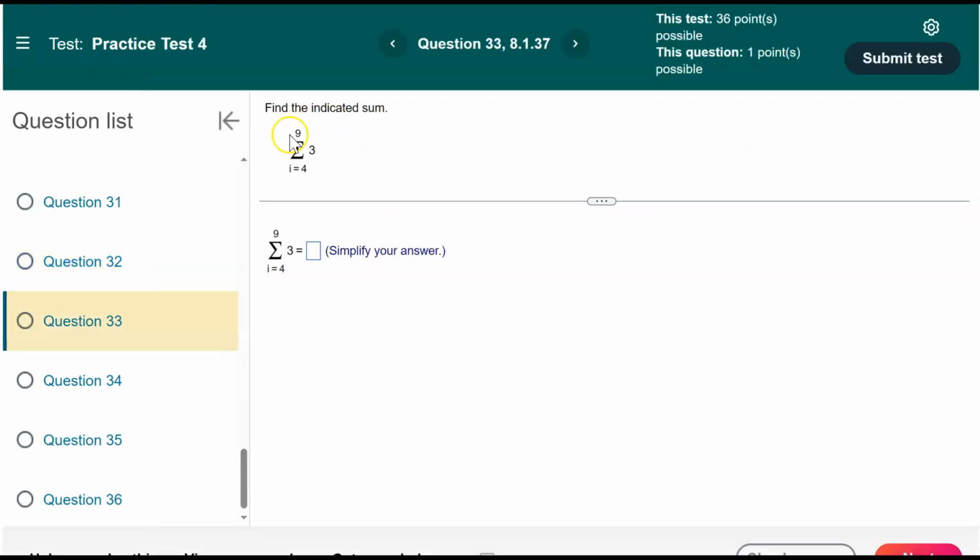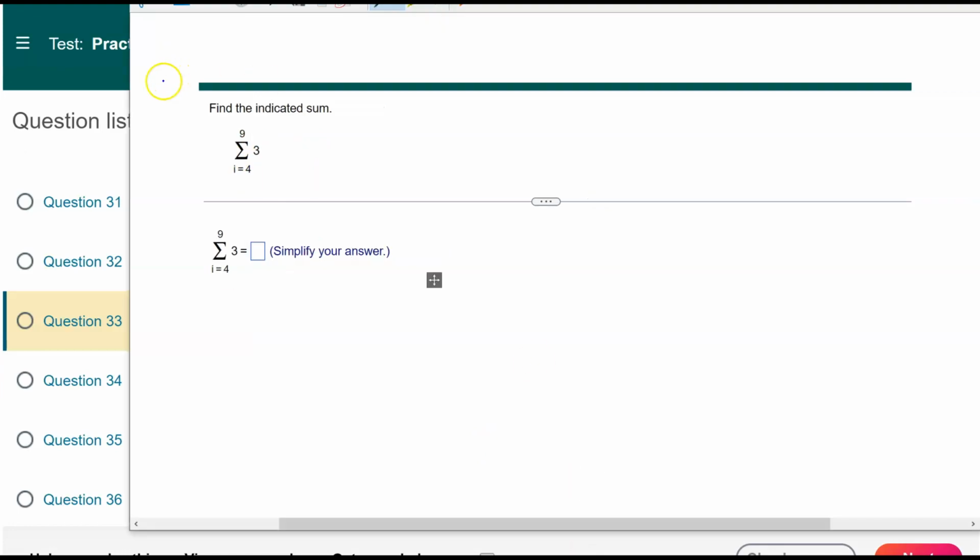So for the next item, we are to find the sum of 3, where i runs from 4 to 9. So summing this up, take note that your i here, the lower limit of summation, begins at 4. So i is starting at 4, up to 9. So when we expand, this is just adding 3 to itself. How many times? 4, 5, 6, 7, 8, 9.